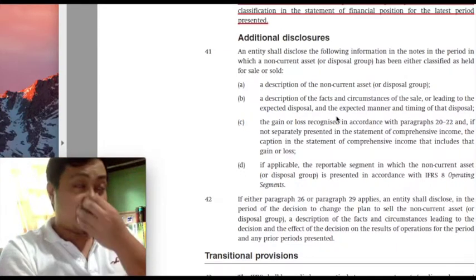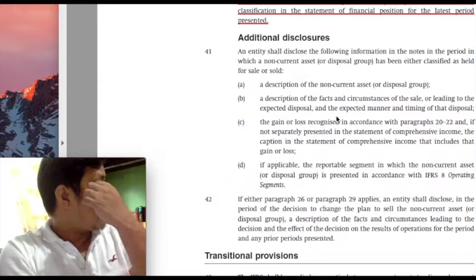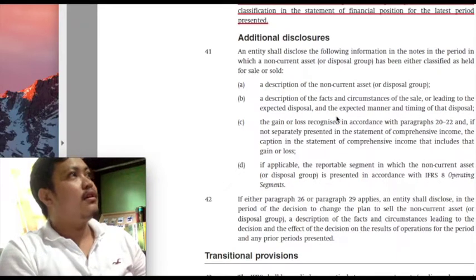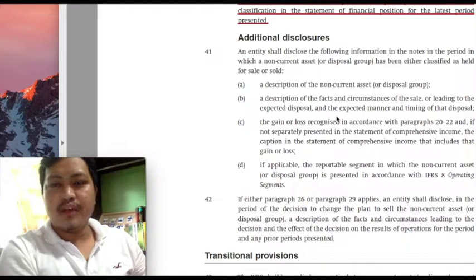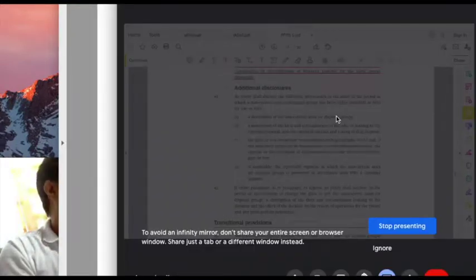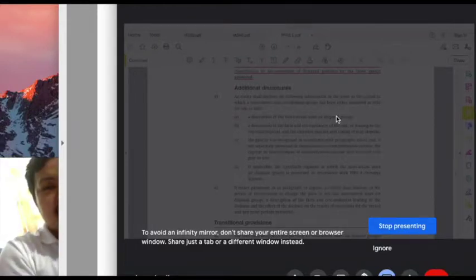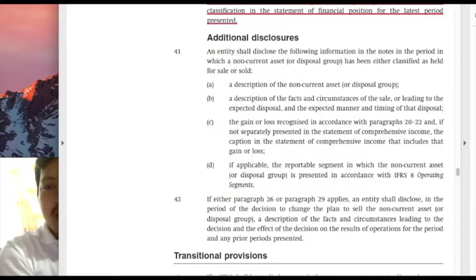Okay, but as for our takeaway, number 1, measurement, lower between the carrying amount and the fair value less cost to sell. Number 2, classification, it will be current asset. Number 3, what were our takeaways, class? Presentation. As to the results of the operation, single amount in the income statement, separate for your assets and liabilities. As to when will it be considered as held for sale, class? What were the 2 conditions? Available for sale in its present condition, and the sale is highly probable. Okay.